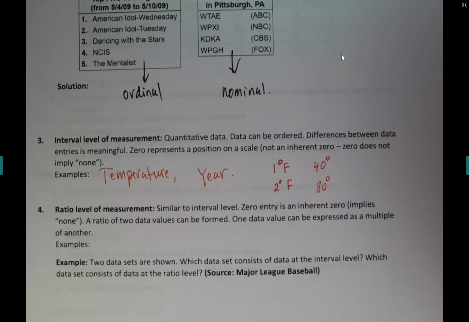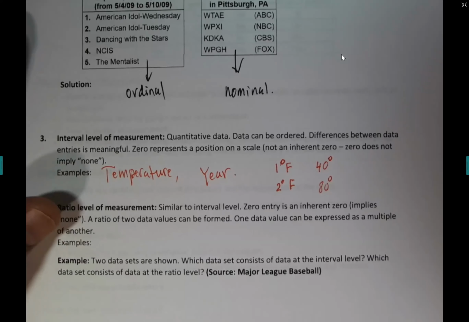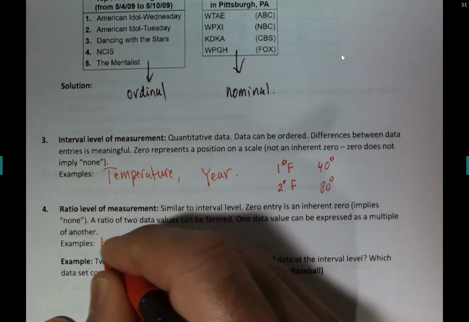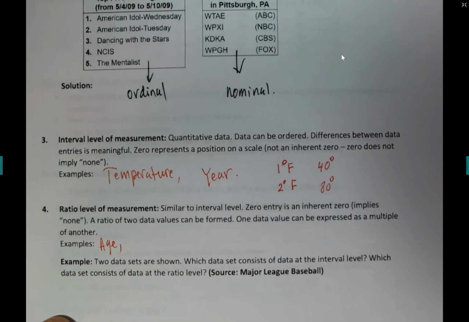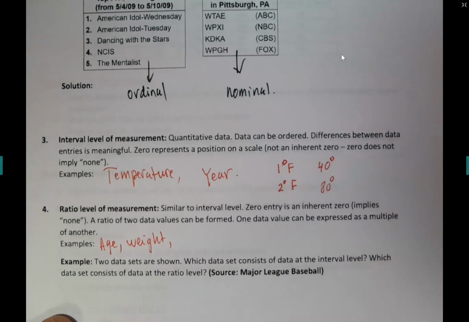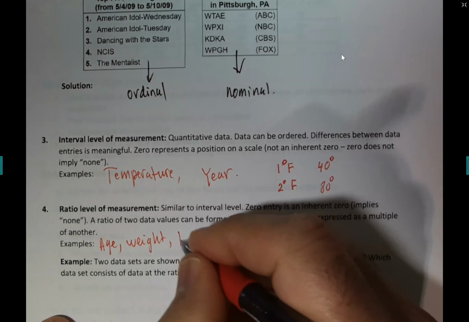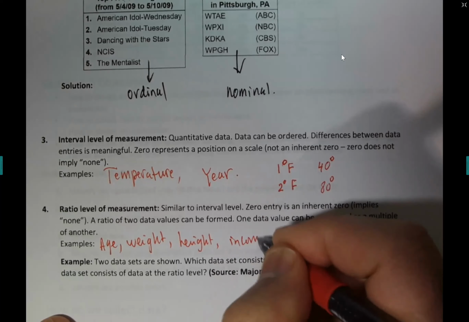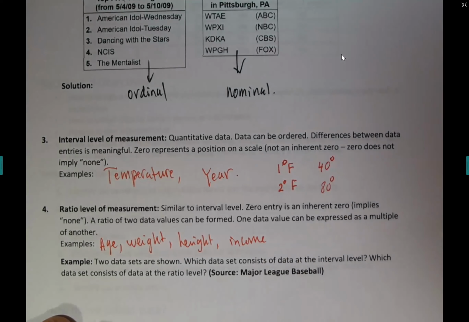Can you guys give me some examples of ratio? Probably, actually, anything you come up with should work. Age. Age, okay. Weight. What did you say? Weight. Yeah. Height. Income. If I don't get paid on the 15th, that means I made $0. So no money.